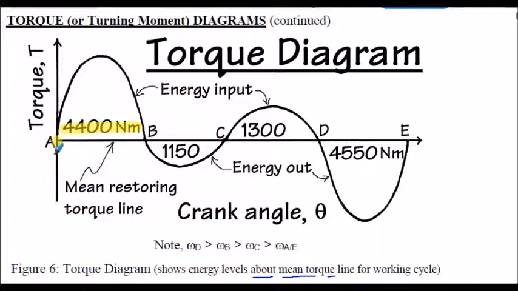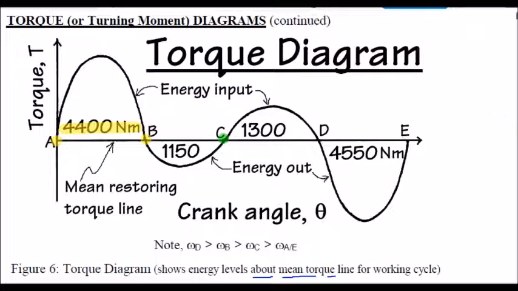So the speed at A will be slower than the speed at B. At B, the speed will be increasing because we've got this large energy going into our system. Between B and C, we have output. This is where the gases are being forced out of the cylinder, if you go back to our four-stage process. So energy comes out of the system. At point C, the speed of the engine is slower than it is at B. It's higher than it is at A, but it's slower than it was at B.